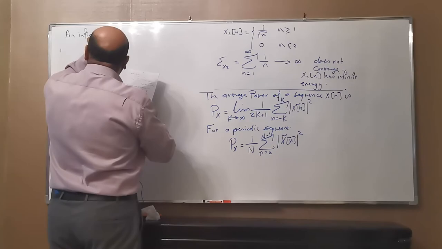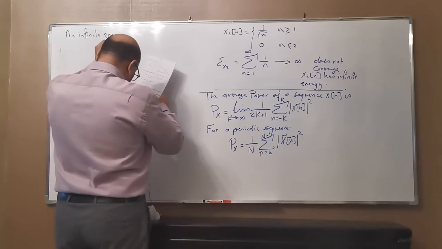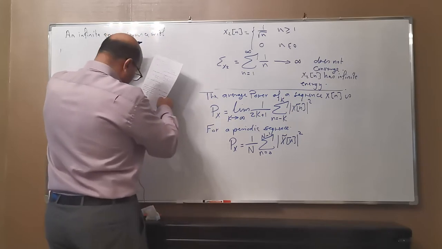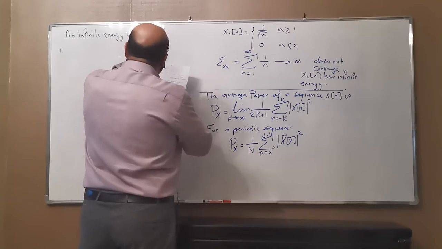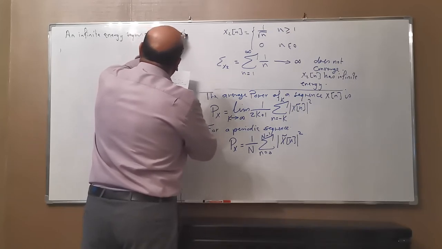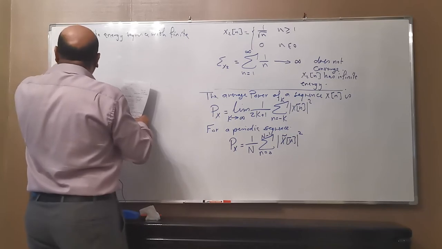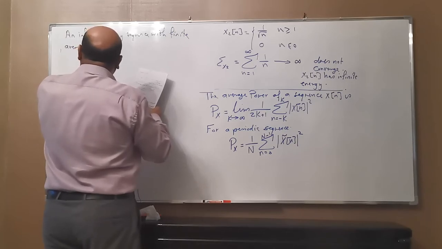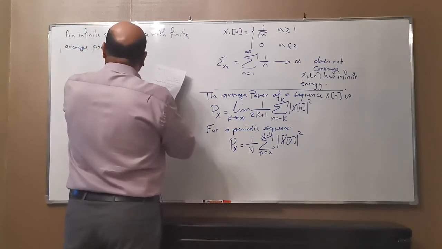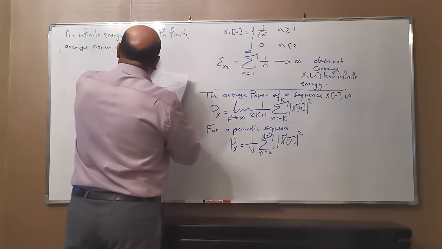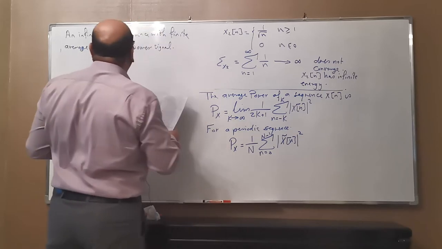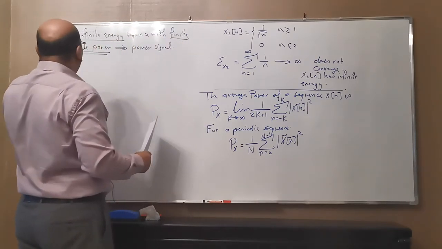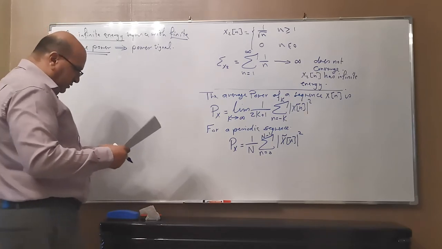An infinite energy sequence with finite average power is called a power signal or power sequence. So infinite energy, finite average power, we call it a power sequence.